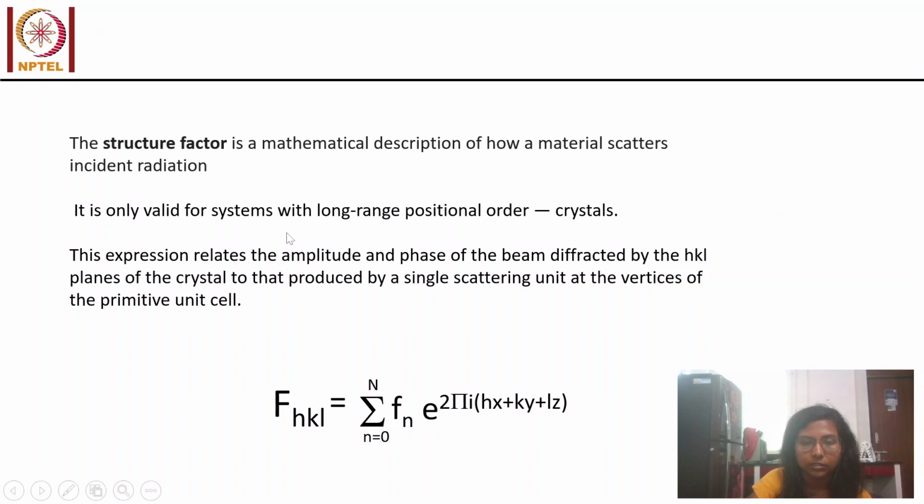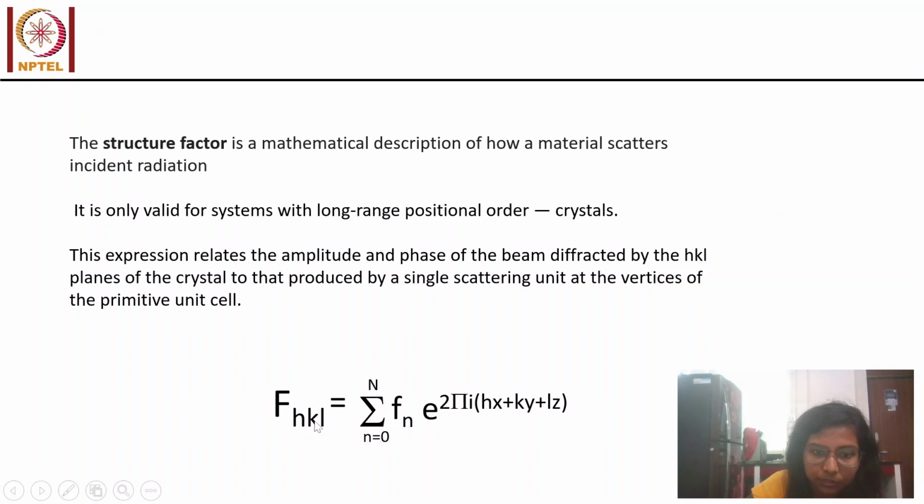There is also an equation for structure factor, as you can see here. This equation relates the amplitude and the phase of the beam diffracted by the HKL planes of the crystal to that produced by a single scattering unit at the vertices of the primitive cell. To understand this equation, we find the structure factor for a given HKL plane. For example, you can find the structure factor of the 100 plane or the 001 plane.